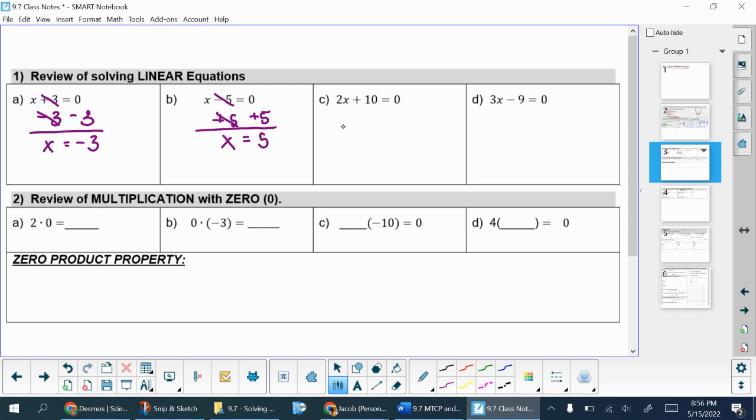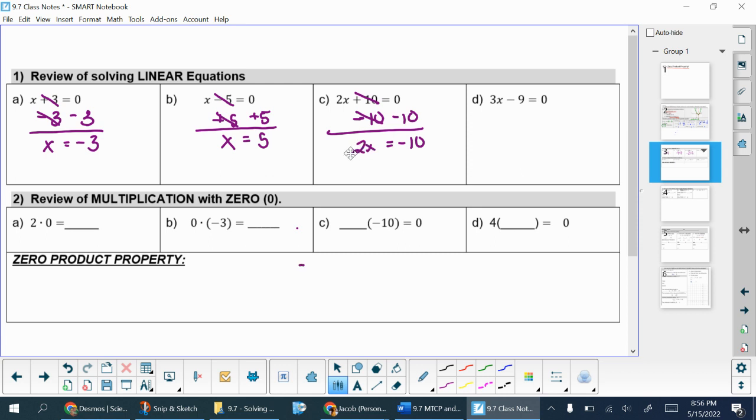Over here, I've got now a 2-step equation. I'm still going to do my addition and subtraction step first. I always like to think of this as I'm going to handle the things that are furthest from the x first. So I see a plus 10. I'm going to subtract 10 from both sides of my equation to cancel that out, leaving the 2x. On this side of the equation, 0 minus 10 is -10.